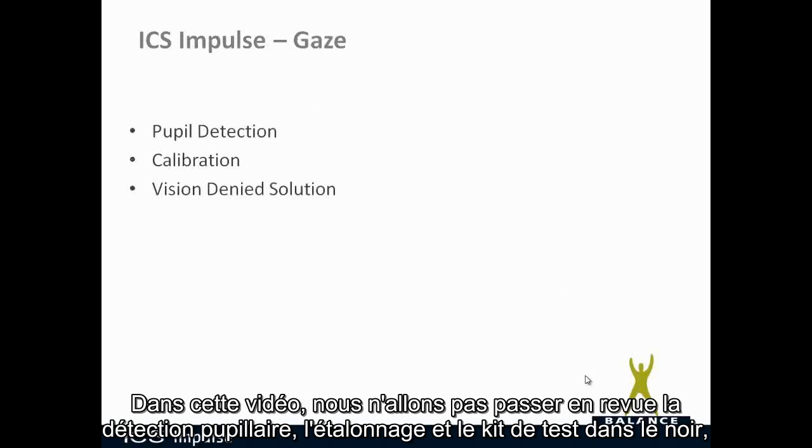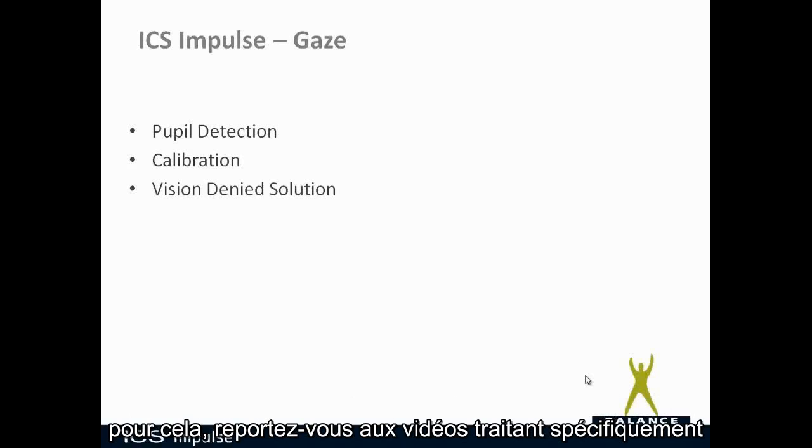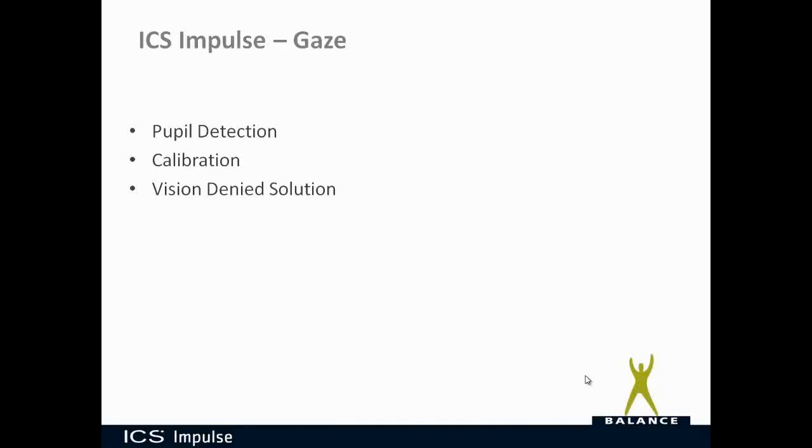So in this video, we're not going to go through the whole pupil detection, calibration, and vision denied solution. Those can be found in other videos that specifically talk about setting the pupil detection, calibrating the patient, and how to use the vision denied solution. We're only going to be talking about the gaze test.